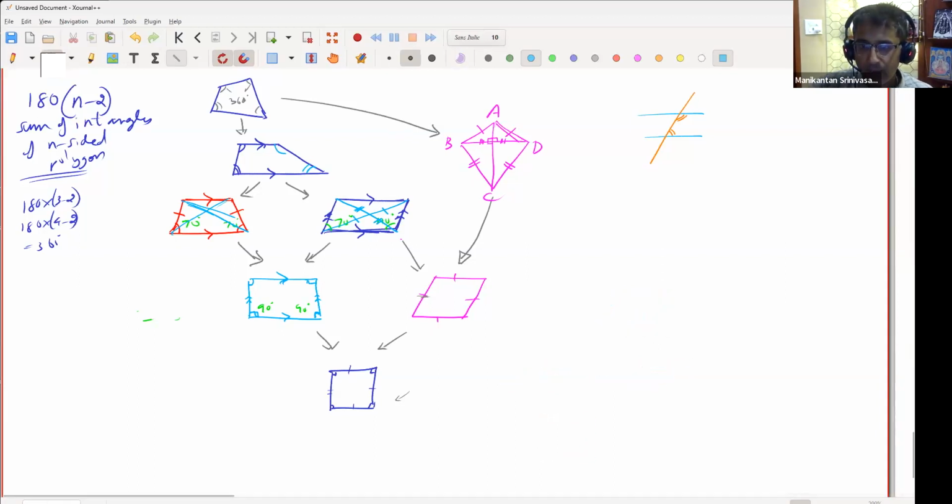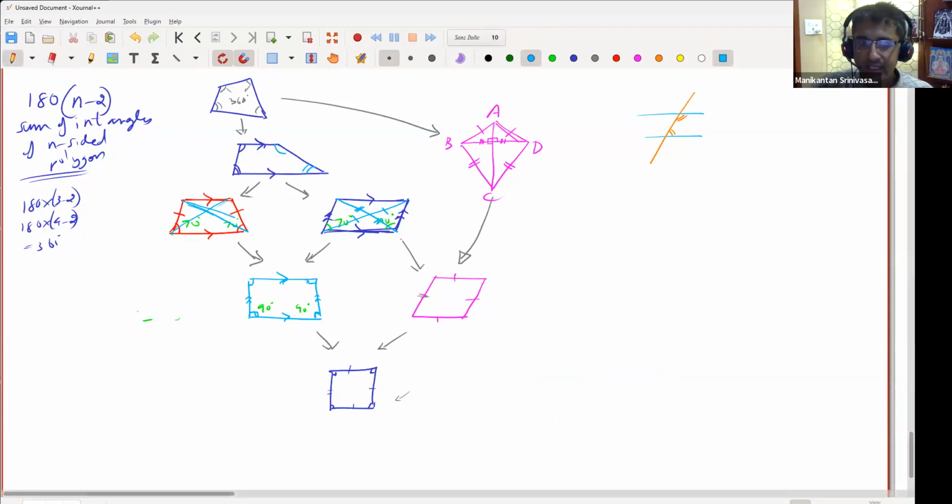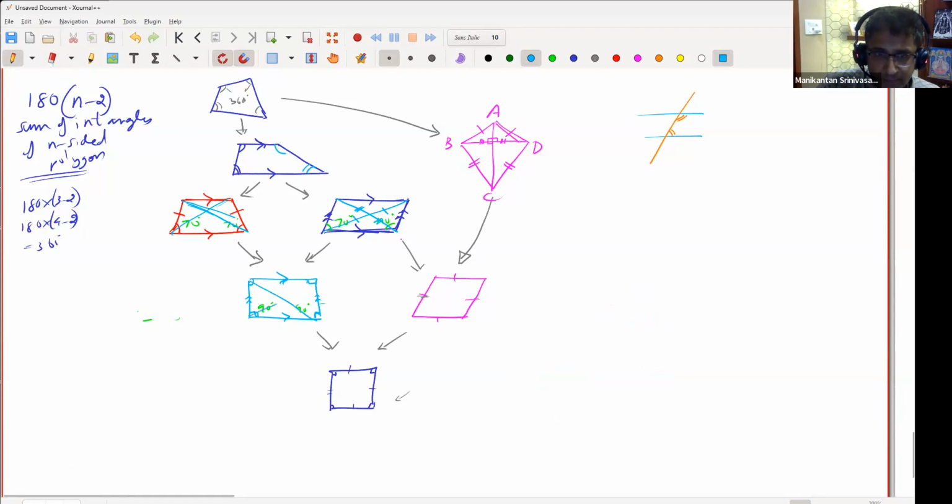Okay, so that's a parallelogram. And obviously opposite angles are all equal in a parallelogram. Adjacent angles are supplementary. You know all of this stuff, so I don't have to harp. Now, what is special about a rectangle? All the angles are 90, and therefore the two diagonals turn out to be equal in length.